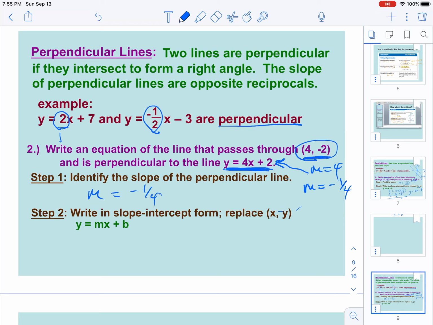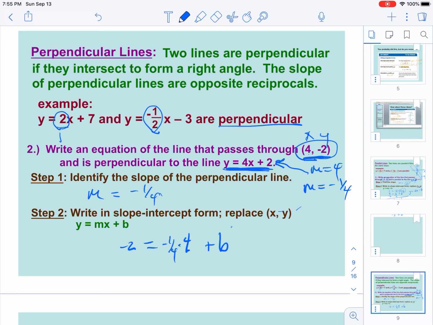Now, I have a point, I've got the slope, I can do what I did in the last problem. I'm going to write y equals mx plus b, as in boy, that's not a 6. And I'm going to plug in the slope of -1/4 here, and here's my x value and here's my y value. So I'm going to put those in here and here. And so this was times 4, and this would be negative 2.